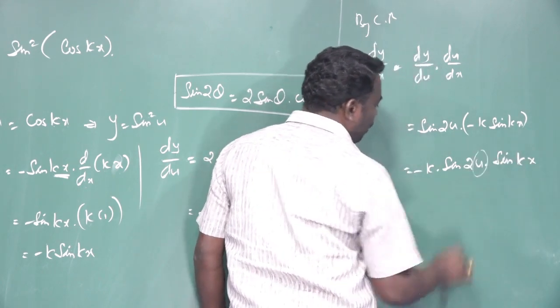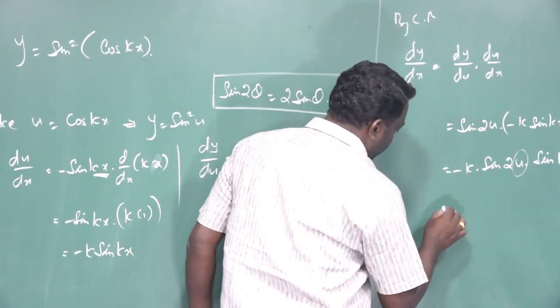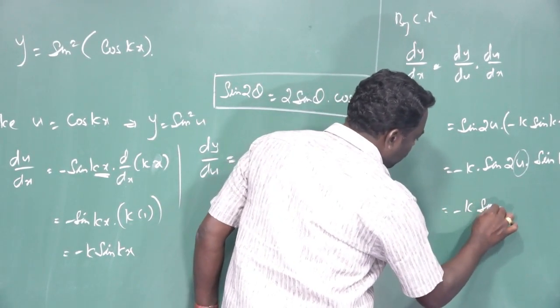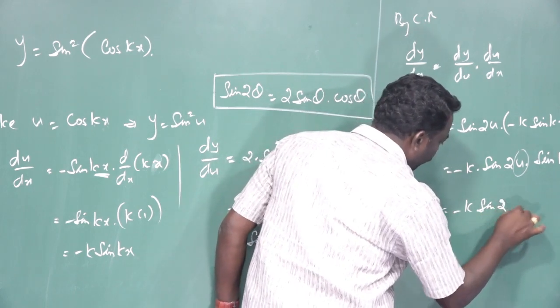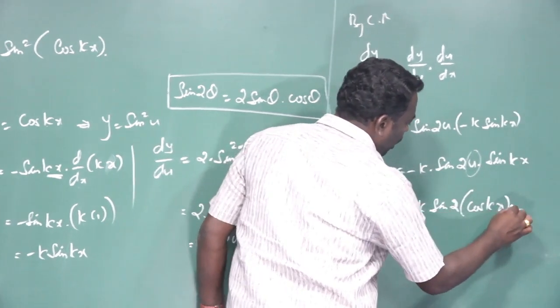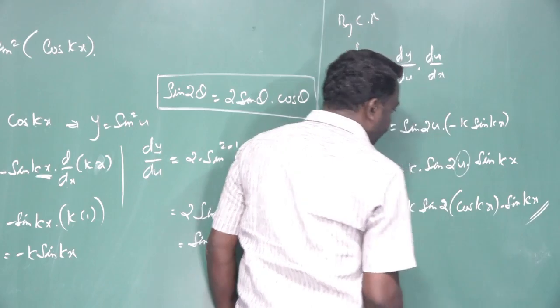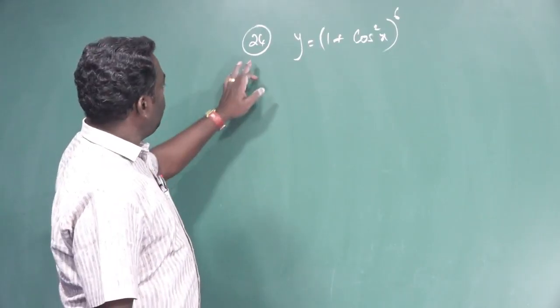Now just substitute the value of u. What is u? u is cos kx. That is equal to minus k into sin of 2 into cos kx, within the bracket, into sin kx. And this is the final simplification. Next one, question number 24.